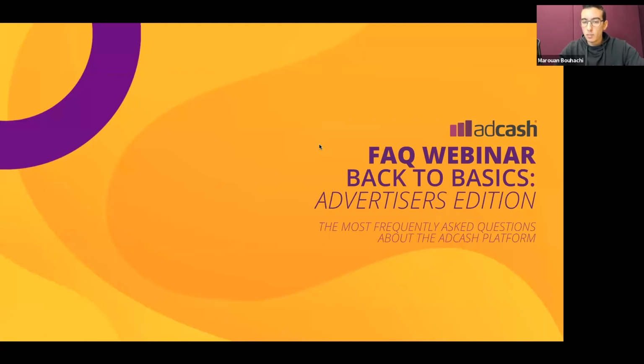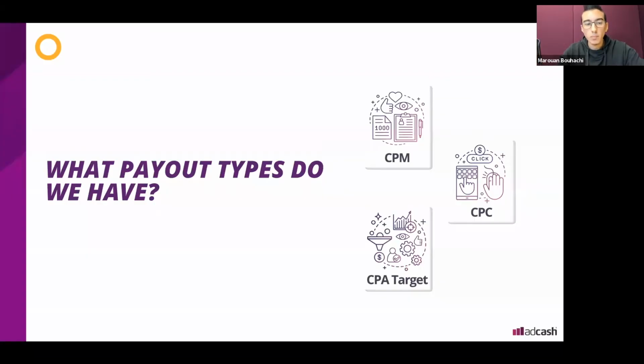So let's get started with the most frequently asked questions about the Adcash platform on the advertiser side. The first question is about the payout types we work with. This is a very common question, asked every single time an advertiser wants to start creating campaigns on our platform. As you can see on the slides, the payout types we have are the CPM, which is the classical ad format, the CPC, for clickable ad formats, and then we have the CPA target, which is also known in the ad tech industry as smart CPM.